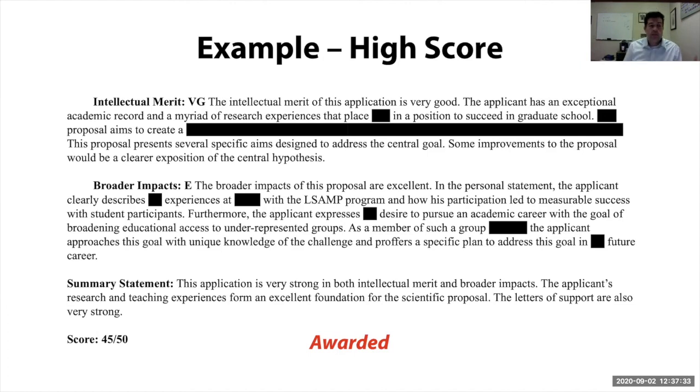Okay? Summary statement: this application is very strong in both intellectual merit and broader impacts. The applicant's research and teaching experiences form an excellent foundation for the scientific proposal. The letters of support are also very strong. And I scored this a 45 out of 50, which is an exceptionally high score for me. I try to use that full 0 to 50 range when I score these. The NSF, don't worry, they account for the differences in the way people score things. They have what's called a Z-score, which takes into account whether you score things on average higher or lower and so forth. But this was a good application and it ended up being awarded.